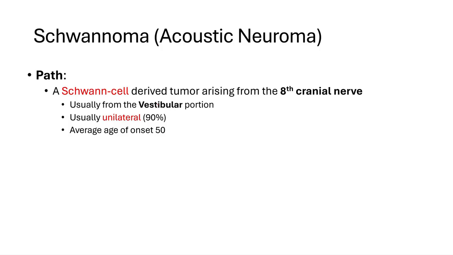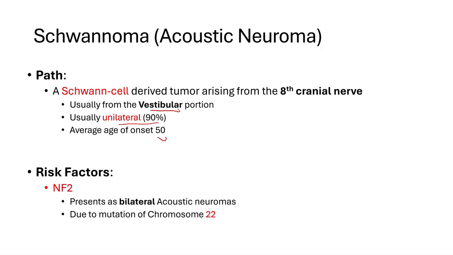This usually also forms in the vestibular portion and is almost always unilateral. The average age of onset of a schwannoma is middle age, typically around the age of 50. Now, this does have a classic risk factor, very similarly to meningiomas, with NF2. If this is associated with neurofibromatosis type 2, this presents as a bilateral acoustic neuroma, not unilateral. And this is classically due to a mutation in chromosome 22. So 2 and 22, all those twos help to remind yourself that this is associated with NF2.